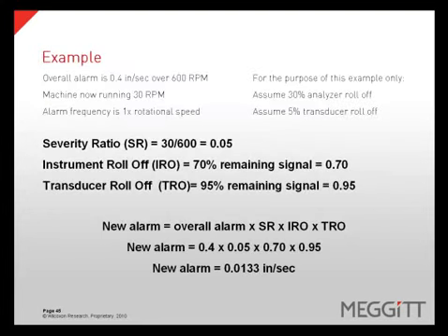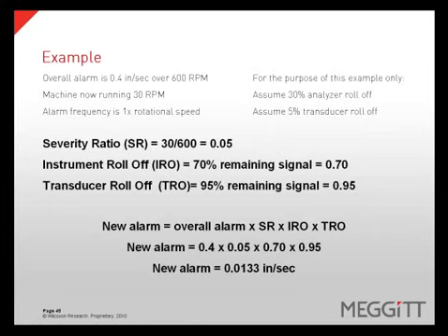Here, our normal vibration would be set to 0.4 inches per second. In this case, we want to alarm off the running speed, which is 30 RPM. For the purposes of this example, we will assume an analyzer roll-off of 30% and a transducer roll-off of 5%. When you do these calculations yourself, you will need the specific data for your make and models.